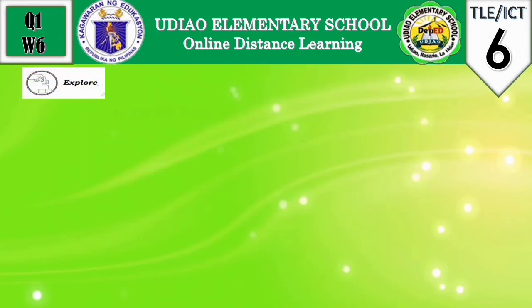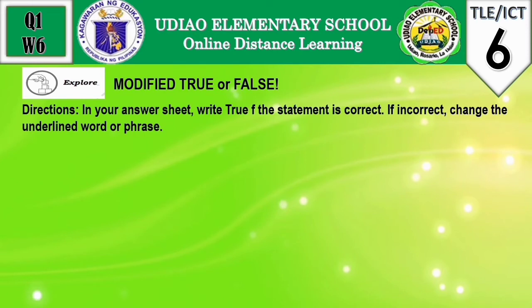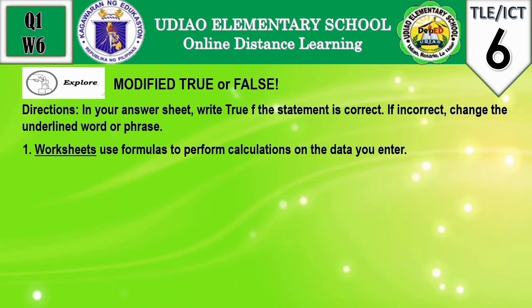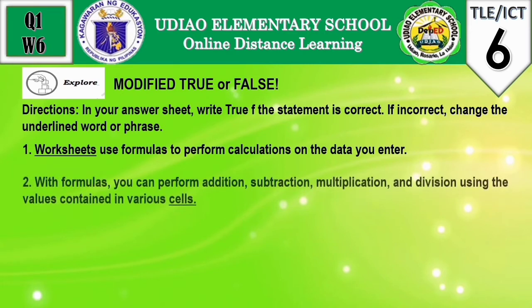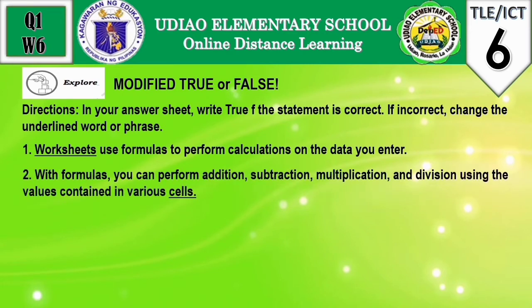Modify true or false. Let me read the direction. In your answer sheet, write true if the statement is correct. If incorrect, change the underlined word or phrase. Number 1. Worksheets use formulas to perform calculations on the data you enter. Number 2. With formulas, you can perform addition, subtraction, multiplication, and division using the values contained in our various cells. Number 3. Every formula must begin with a column.